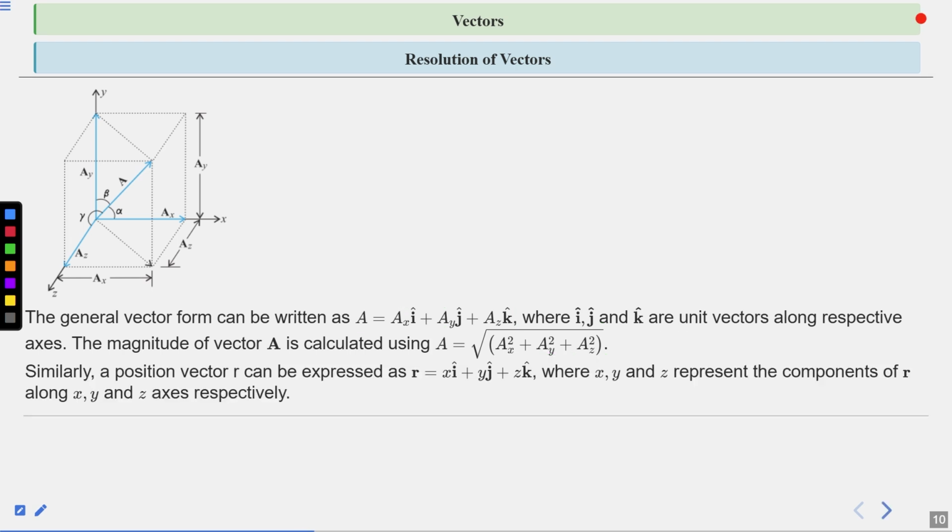Similarly, a position vector R. Now here the question arises, what is a position vector? A position vector that originates from the origin can be expressed as x i cap plus y j cap plus z k cap, where x, y and z represent the components of R along their respective axes: x-axis, y-axis and z-axis.